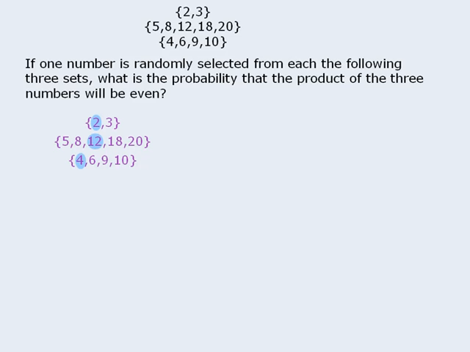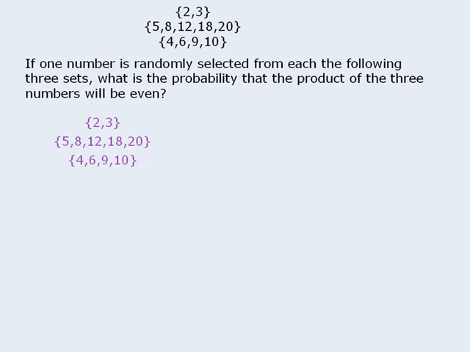Here are some possible outcomes where the product of the 3 numbers is even. As you can see, there are many such outcomes, so counting all of them might be difficult. However, this question is much easier to solve when we consider the complement. Now, what is the complement of having a product that is even? The complement is having a product that is not even. In other words, having a product that is odd.